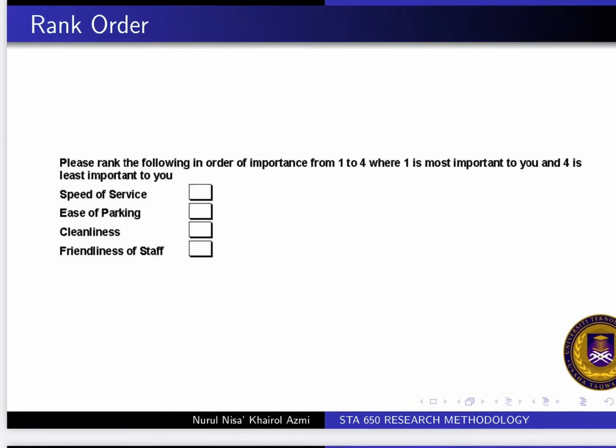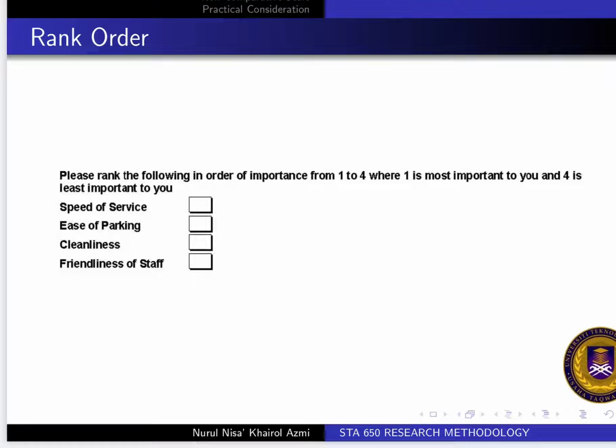Another example: please rank the following in order of importance from 1 to 4, where 1 is most important to you and 4 is least important to you. Which one is the most important: speed of service, ease of parking, cleanliness, friendliness of staff? Let's say you think cleanliness is number 1, so you put cleanliness as number 1. The second one is ease of parking, for example. The third one, speed of service. Number 4 is the friendliness of staff, which you think is least important to you.